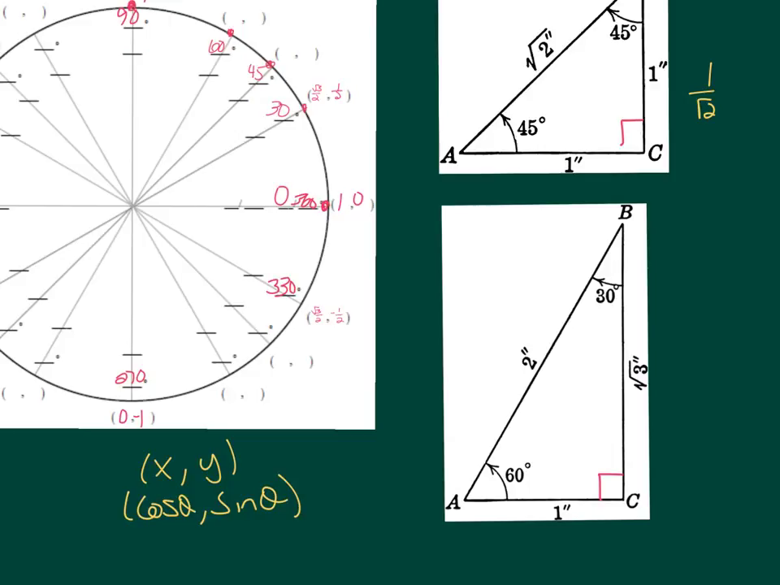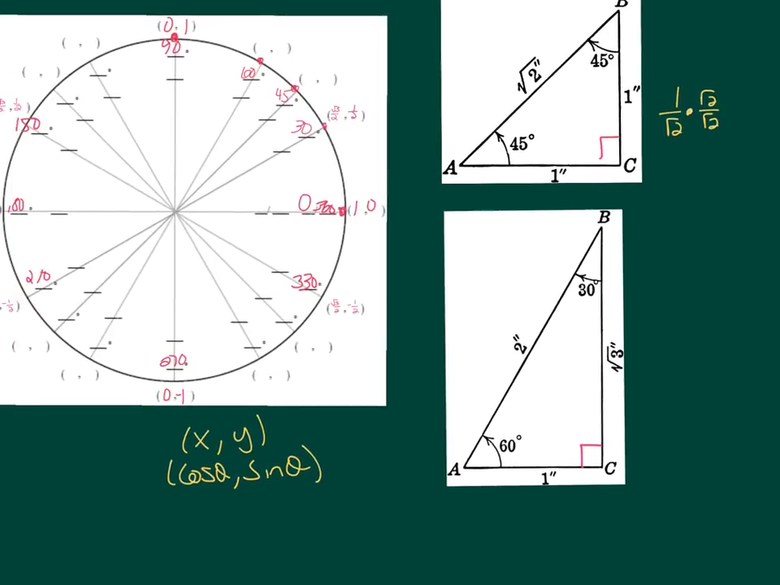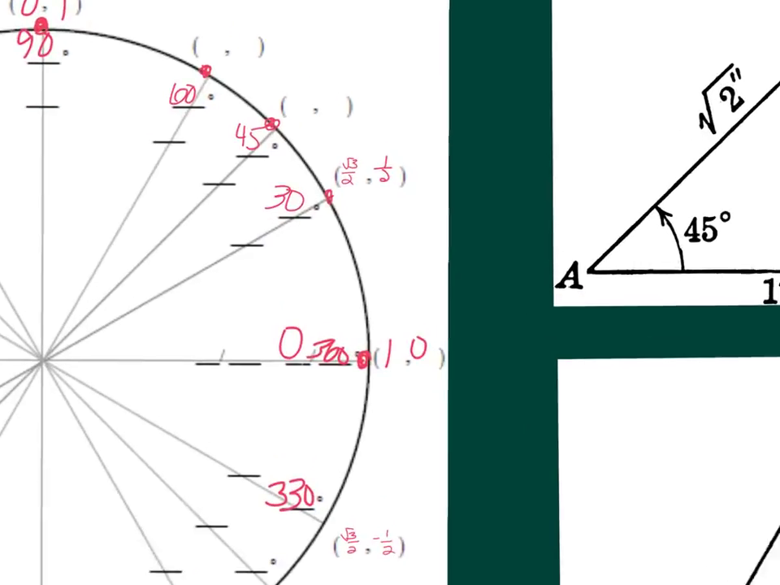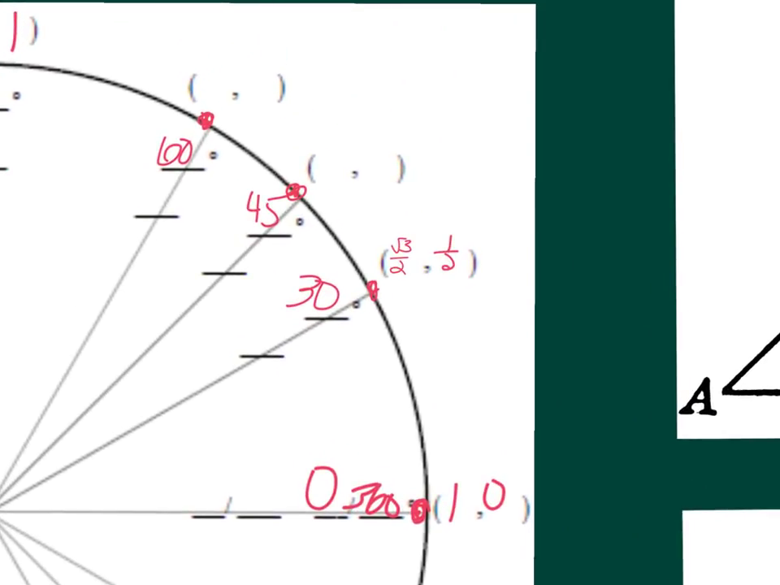And we don't like that because there's a radical in the bottom. So I'm going to rationalize it by multiplying by radical 2 over radical 2, which will give me radical 2 over 2. Okay? And what's cool is that cosine is radical 2 over 2. So let me write that inside of my unit circle. So radical 2 over 2.